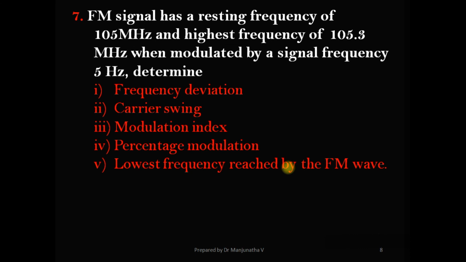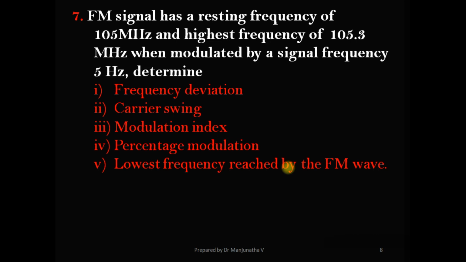We see another problem. An FM signal has a resting frequency of 105 megahertz and highest frequency of 105.03 megahertz. When modulated by a signal frequency of 5 kilohertz, determine the frequency deviation, carrier swing, modulation index, percentage modulation, and the lowest frequency reached by the FM wave. So let's calculate one by one.